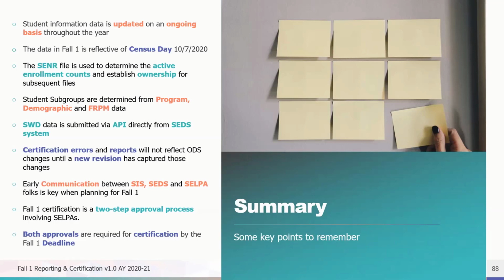The student enrollment file is used to determine active enrollment counts and establish ownership for your subsequent files, right? So you must start with your enrollment of the students, then you can submit subsequent files. Also, those counts like 1.1, 1.2, 1.17, the student has to be enrolled through the student enrollment file to show up. Student subgroups are determined by program, demographic, and FRPM data, specifically direct certification. That's neither program nor demographic.